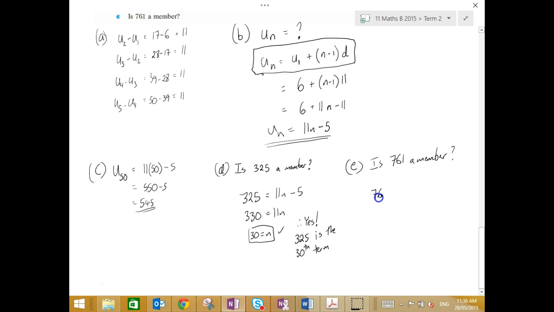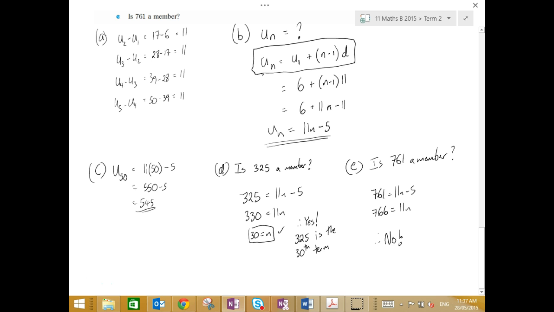That's good. 761 equals 11n minus 5, so add 5: 766 equals 11n. Now, do you know your divisibility test for dividing by 11? Yes, if the sum of the odd digits is equal to the sum of the even digits or differs by 11, or a factor of 11, then they'll be divisible by 11. 7 and 6 make 13. They don't differ from 6 by 11, so it's not going to work. Or you could have just figured out 770 was the 70th term, so it's 4 less than that. So n is not an integer, therefore no.